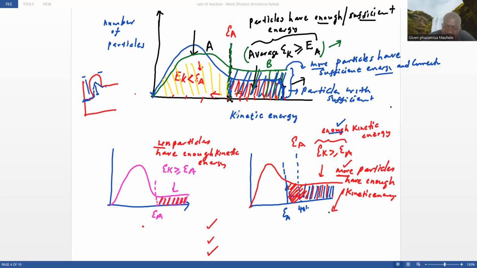Remember, this was the part where particles were not having enough kinetic energy. Now they are having it, because we reduced the activation energy. So if we keep on reducing, more particles will start to have sufficient kinetic energy. I strongly believe you understand that. And these are typical exam questions, ladies and gentlemen, so it's very important to be able to interpret this in terms of collision theory.